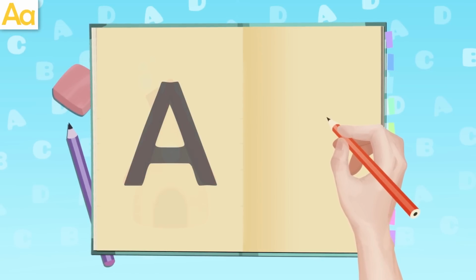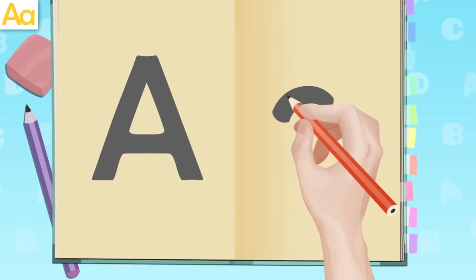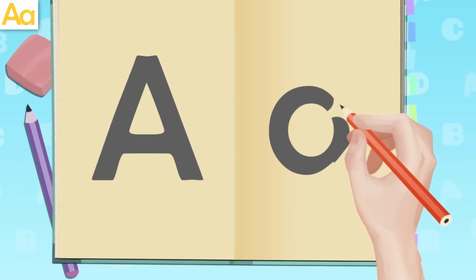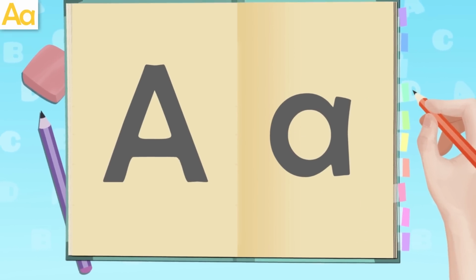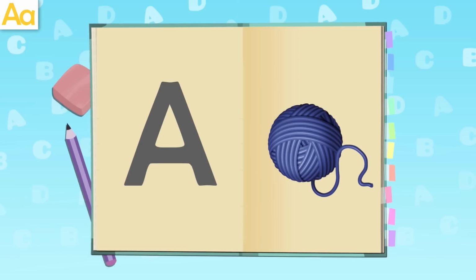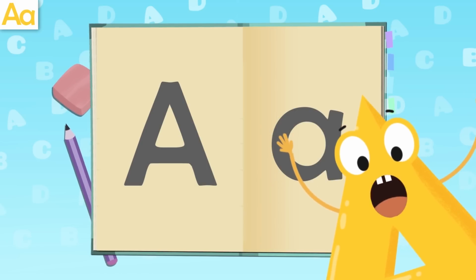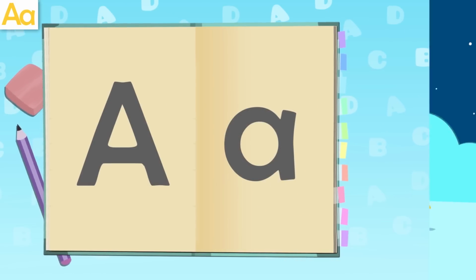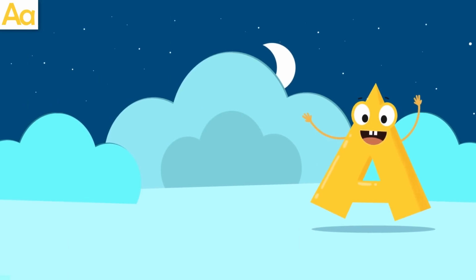Okay, let's give the lowercase a go. We make a circle and add a little tail, and jazam! Good job! It looks like a ball of yarn. Try writing it at home with a pen and paper. It's super easy. Let's try words you can find me in.